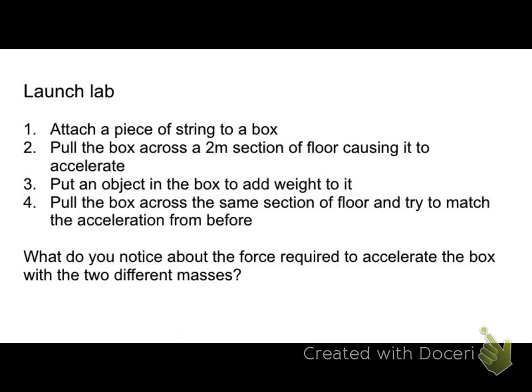So, what did you notice about the force required to accelerate the box with the two different masses? It needs more when there's more mass. When there's more mass, it needs more force. Good. Okay, so we're going to dig into that a little bit more today.